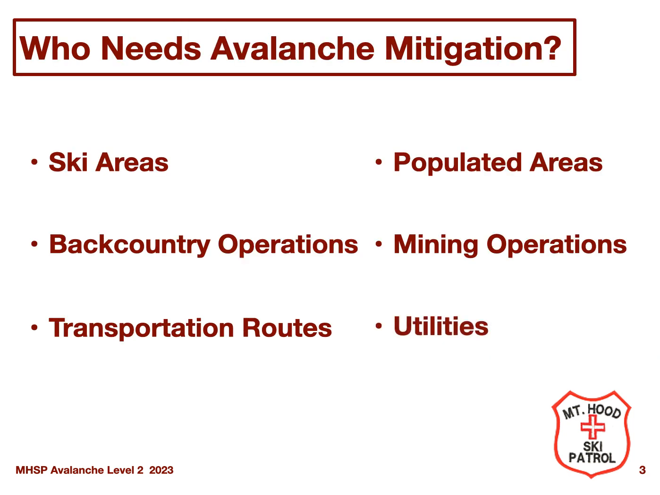So who needs mitigation? Well, ski resorts, obviously. But any group exposed to avalanche risk with significant consequences will engage in mitigation of some form. Transportation routes, utilities, mining operation, towns and other populated areas all will have some form of ongoing mitigation to reduce avalanche risk.